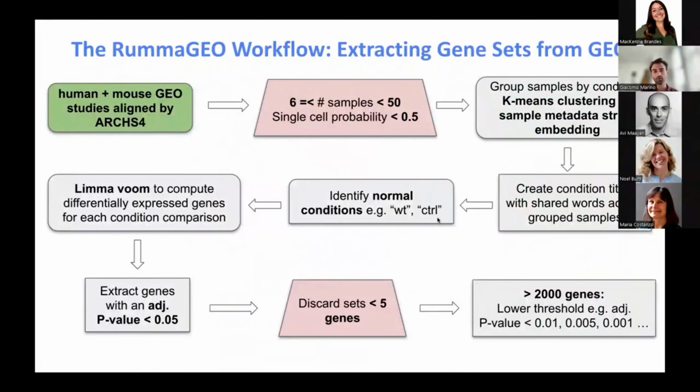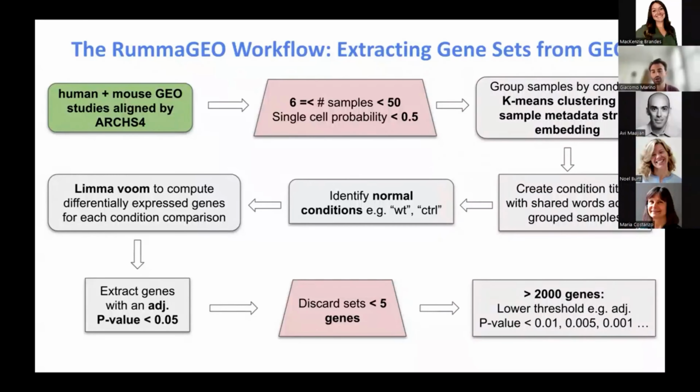So this is an overview of the workflow of RummaGEO. We start with all of these uniformly aligned human and mouse studies. And then we have some constraints on the number of samples, as well as filtering out samples that are likely from single cell experiments. And then, like I said before, we use these sample metadata string embeddings of some of the key sample attributes, as well as k-means clustering, to partition those samples into various conditions. And we can create titles that describe those conditions by looking at shared words across those grouped samples.